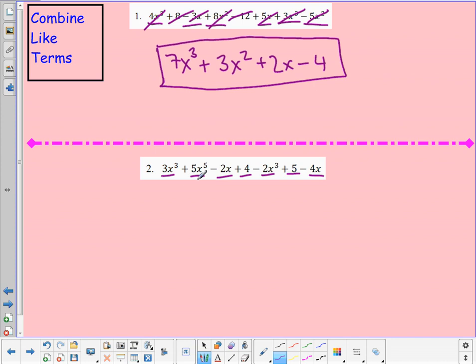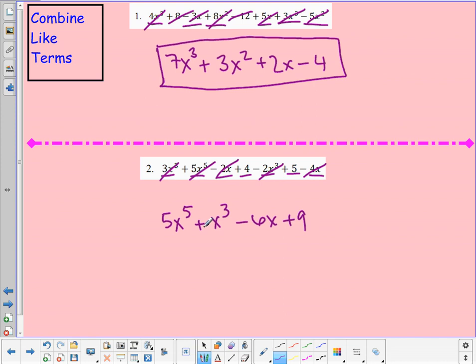So I start with x to the 5th. It's by itself, so I'm just going to keep it as 5x to the 5th. I have no x to the 4th, so I go to x to the 3rd. 3x to the 3rd minus 2x to the 3rd. 3 minus 2 is 1, so plus x to the 3rd. Then negative 2x and negative 4x, they're both negative, so I put them together. Negative 6x. And the last ones are the constants. 4 plus 5 gives me 9. And that is my standard form.